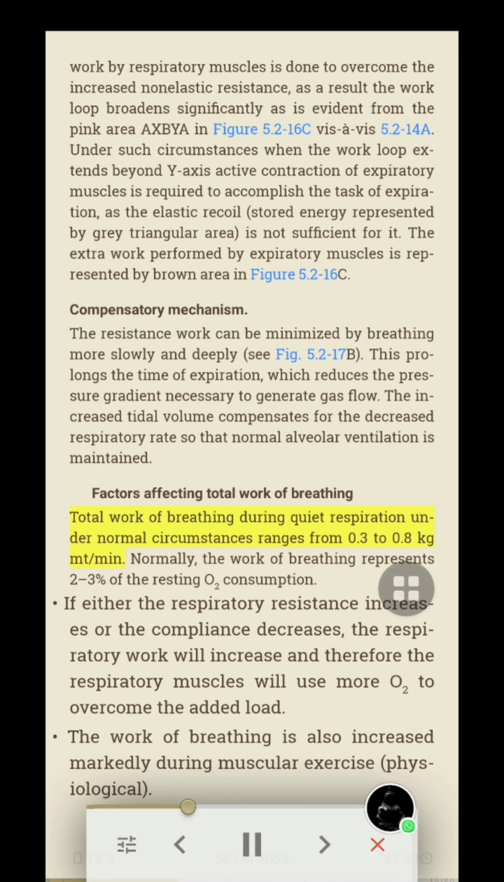Factors affecting total work of breathing. Total work of breathing during quiet respiration under normal circumstances ranges from 0.3 to 0.8 kg-m per minute. Normally, the work of breathing represents 2-3% of the resting O2 consumption. If either the respiratory resistance increases or the compliance decreases, the respiratory work will increase, and therefore the respiratory muscles will use more O2 to overcome the added load. The work of breathing is also increased markedly during muscular exercise.